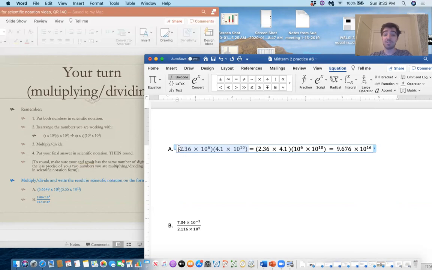We see that our first number went out to the 100th place. Our second number went out to the 10th place. So we are going to round to the 10th place because that is the less precise placement. So instead of 9.676, this will just be 9.7 times 10 to the 16th. And that's our final answer here. Let's look at the division one.